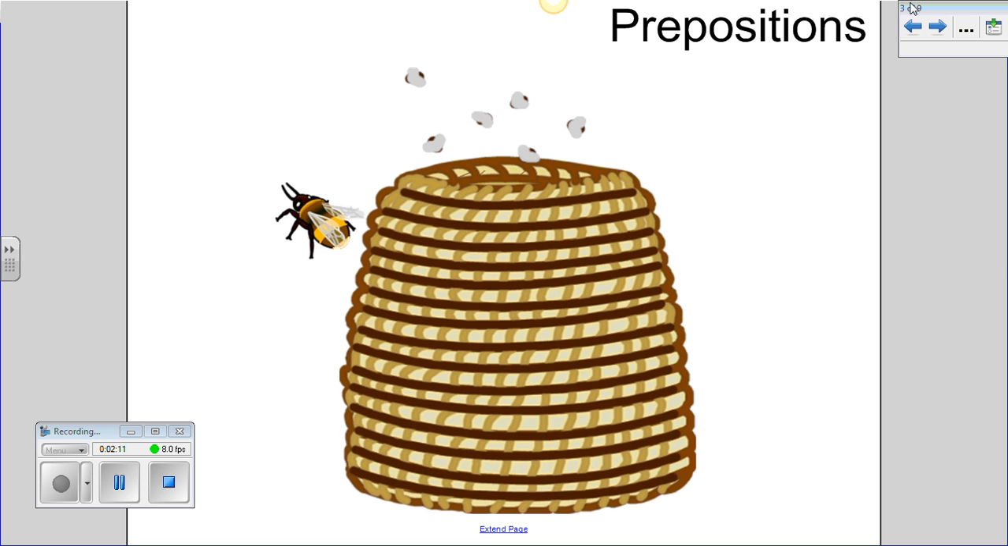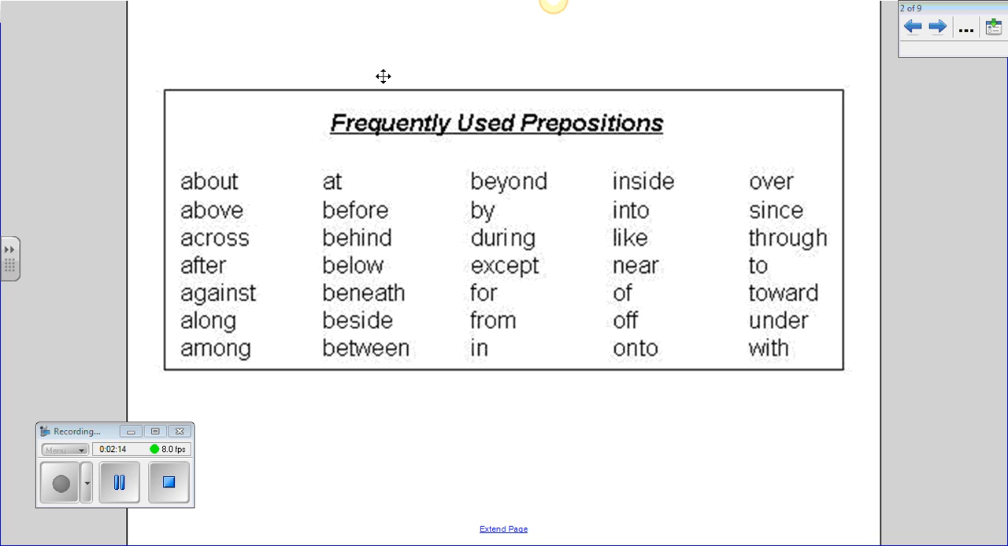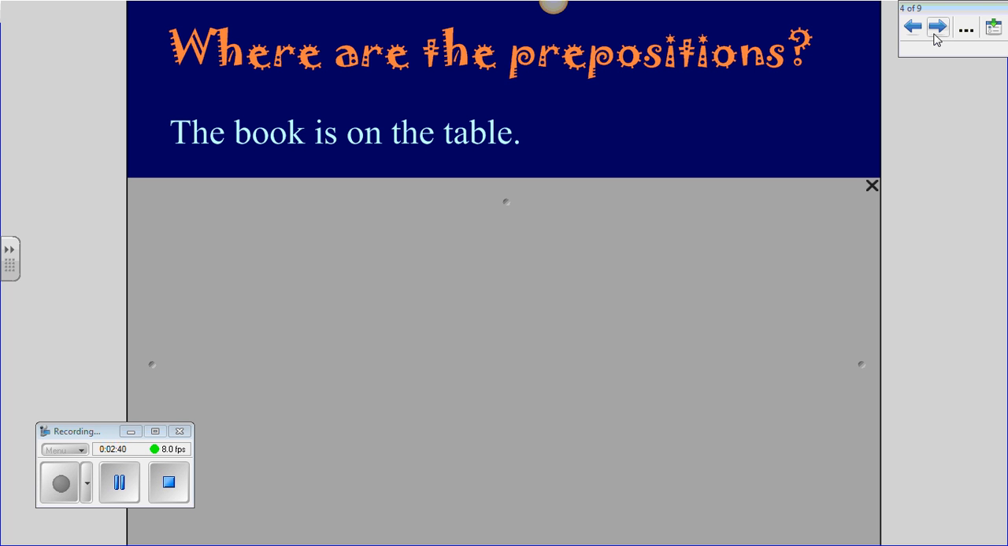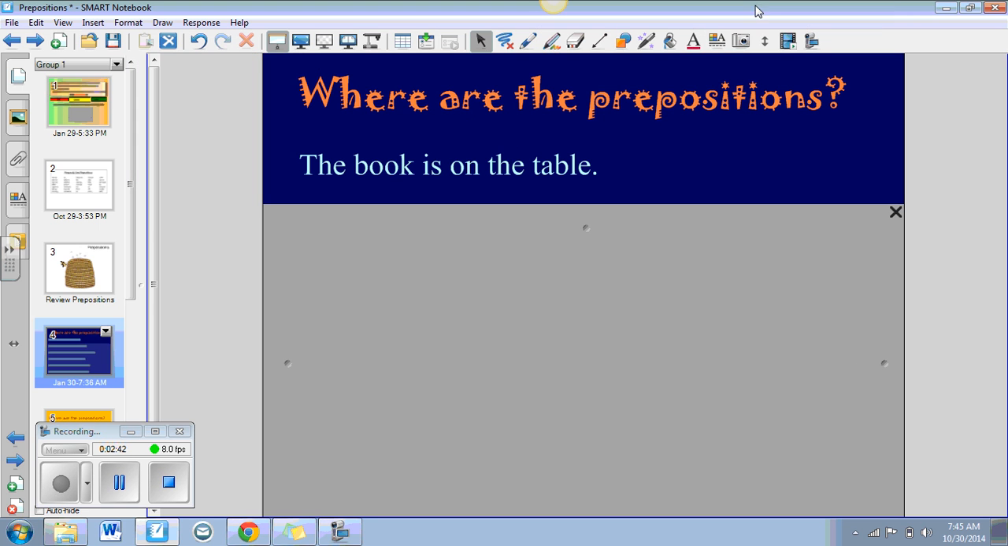If I go back to our previous list, you'll see that these are all the places that the bee can be in regards to the beehive. It can be across, it can be against, it can be along, it can be at, it can be before, behind, below, beneath. Now there are some prepositions that this may not really work that well for. Those are just prepositions that we just have to memorize. So let's start by identifying prepositions in the sentences.